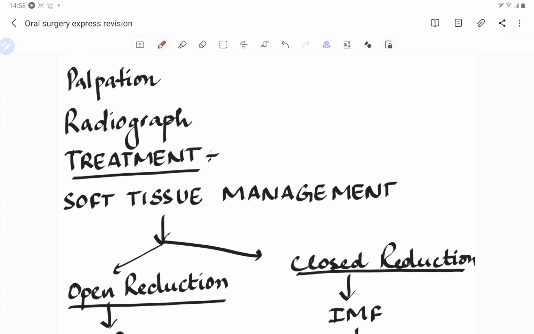So we go for cervical spine, Waters view, submental vertex view, and PA skull view, which is very important. Then we can also go for lateral skull view, and CT scan nowadays is quite common in any of the fracture cases we treat. But the first thing when you start treating the fracture case is the soft tissue management. So we remove the hematoma so that there is no necrosis.